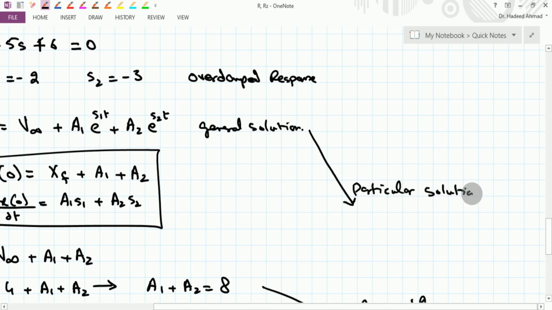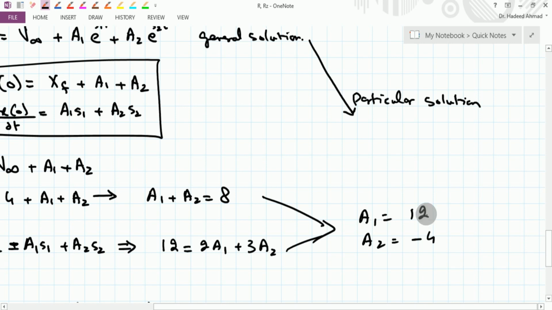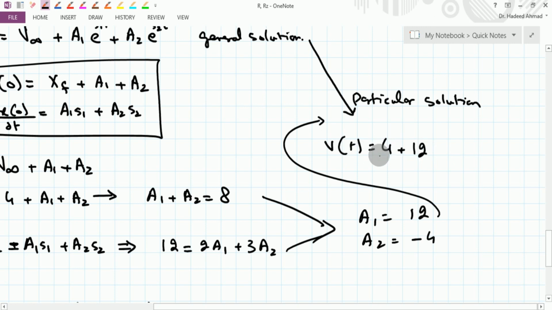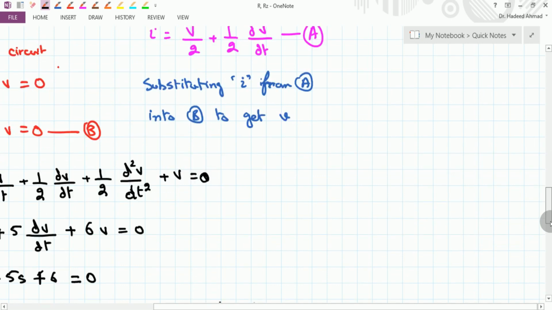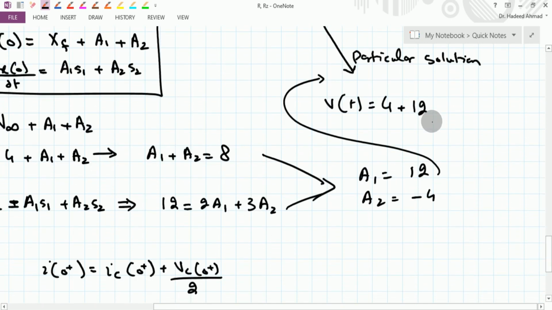Consequently this equation, which is a general solution, will then become a particular solution, because all the unknowns are now available. This Vt is equal to 4 plus 12, and this 4 is, by the way, V infinity. We have already calculated it here, that is equal to 4 volt. So that is equal to 4 plus 12 e to the power minus 2t minus 4 e to the power minus 3t volt, and this is for t greater than or equal to 0.